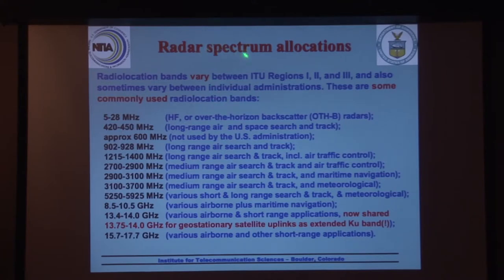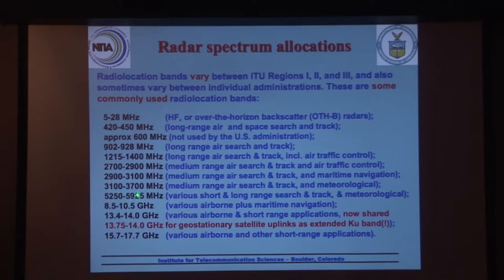I won't belabor the radar spectrum allocations except to say that aside from 5 to 28 megahertz, which is HF over the horizon backscatter radars, and I'm not aware of any problems that have occurred there with satellites, problems could occur due to any of these emissions. 420 to 450, where you have the long-range air search and space track radars and missions. 600 megahertz, not used by the U.S. administration, but by some foreign administrations. Radars in these bands, 900 megahertz, 1200 megahertz, 2729, 2931, 3137. These bands are all used by air search radars for air traffic control and air defense purposes. So these can always present problems for satellites because they look out into the sky.